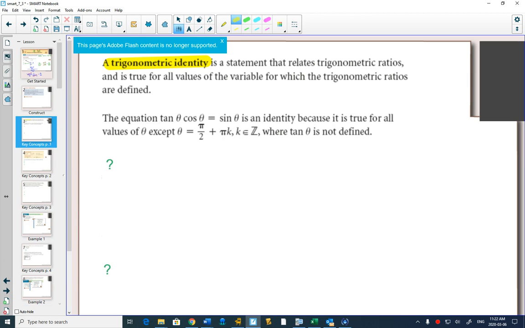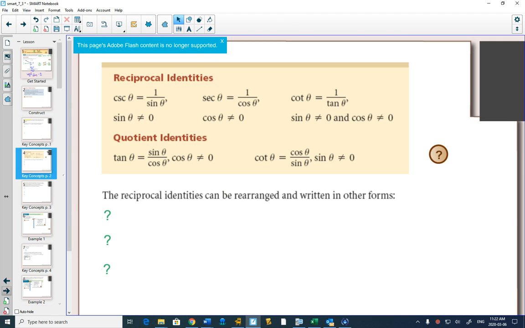So we have already learnt some of these, like the reciprocal identities. You know that the definition of cosecant theta is equal to 1 over sine theta. They're always equal to each other, no matter what angle you put in. And secant is 1 over cos. And cotangent theta is 1 over tan theta.